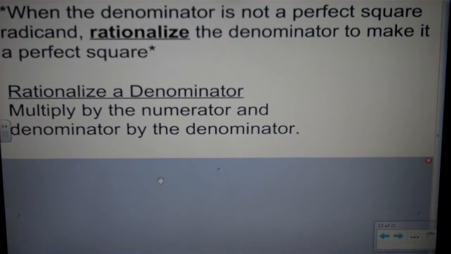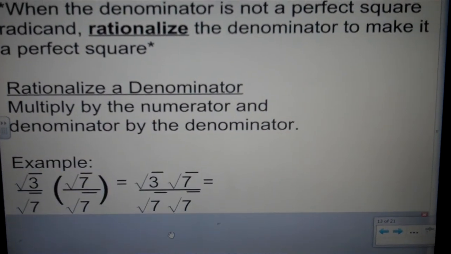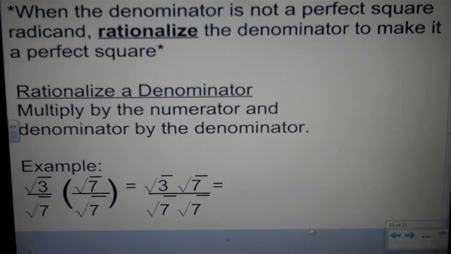Multiply the numerator and the denominator by the denominator. And here's an example. And we'll work this out in class.